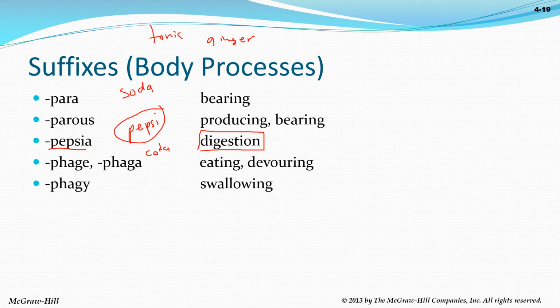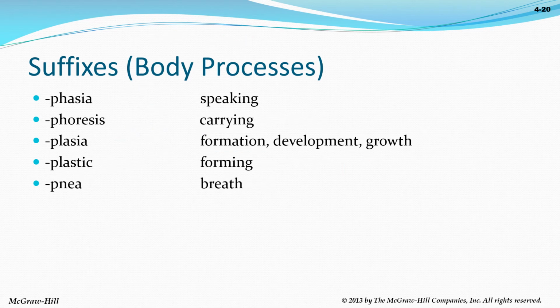Phagia is eating. Drinking is Pinot. That's because I love vino. Phagia. Sometimes when you have a stroke, you lose your ability to speak. So now you are without speech. So you have aphasia. Plastic, that's forming. Like aplastic anemia, that's without the formation of blood.